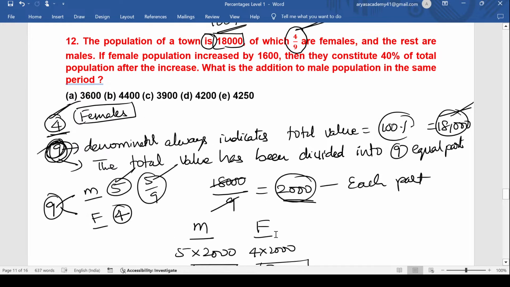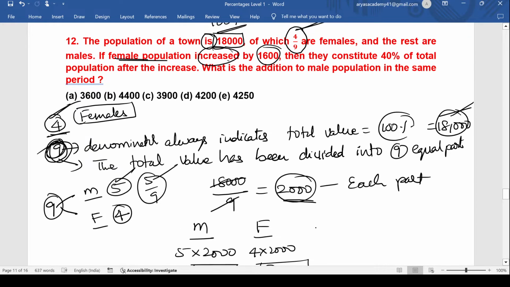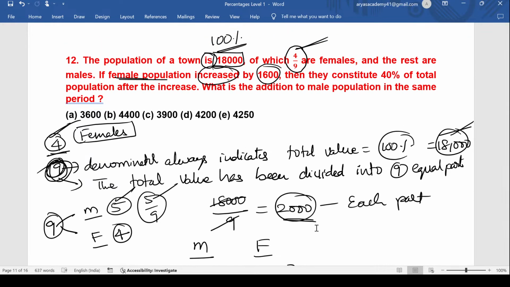Then, if you look at the question, the female population increased, means you have to add. Increased by how much? 1600. It is not a percentage, it's a value. So you can directly add 1600 to 8000. Okay. Female population increased by 1600. Then after the increase of 1600, they constitute what percent of the new population? 40% of the total population after increase.